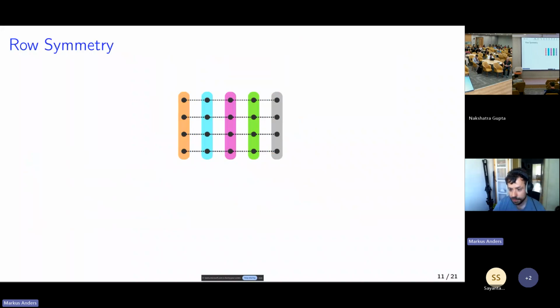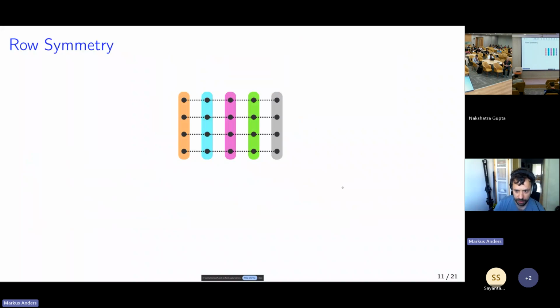Now, what is row symmetry? Row symmetry means we can arrange these variables or these dots in a matrix such that the rows of this matrix are interchangeable by symmetry. However, the columns are not interchangeable, only the rows.